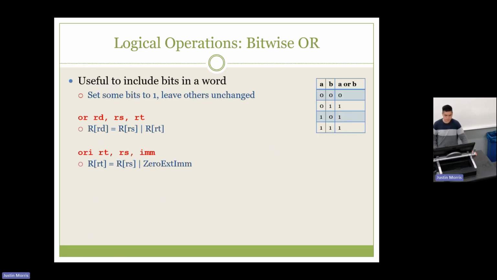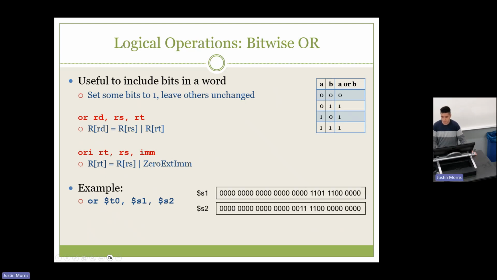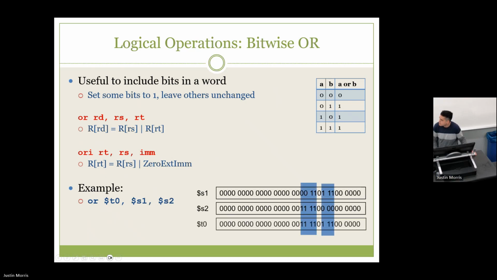We can also do bitwise or. Here's our example, or T0, S1, S2. We have the same example, right? Now, wherever there's a 1 across either of them, it moves down into T0.